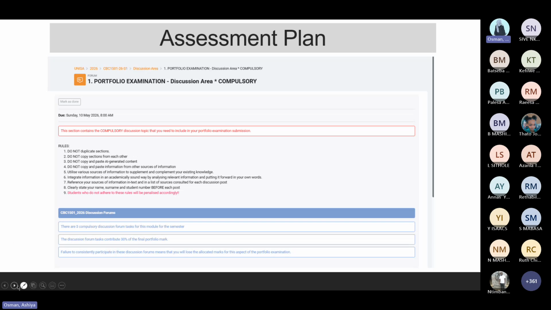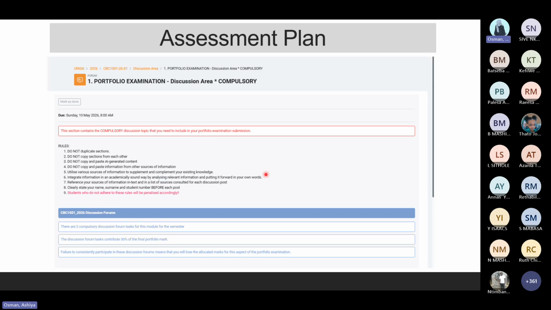You'll see the discussion forums have been uploaded this morning already, and I will go through them with you when I show you the site. And please, students, you cannot use AI generated content. You can't copy and paste from each other. Some students do that and you just put anything.